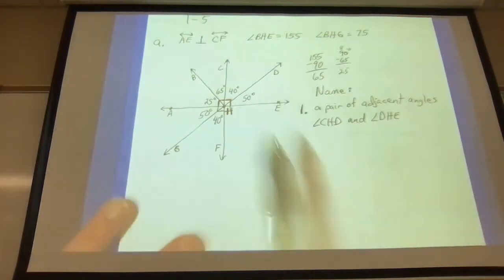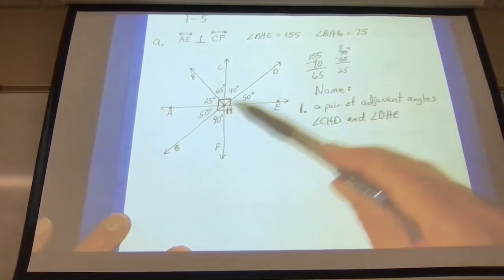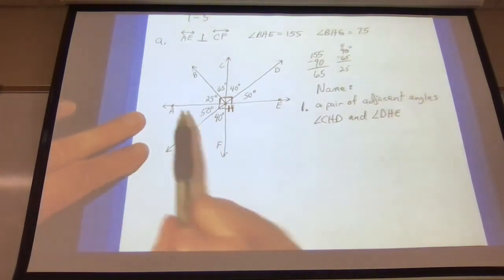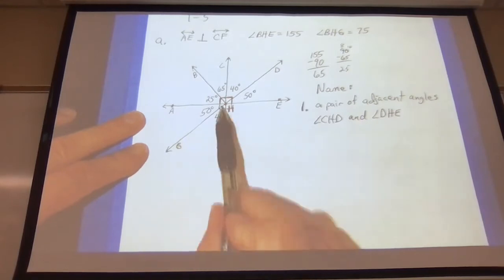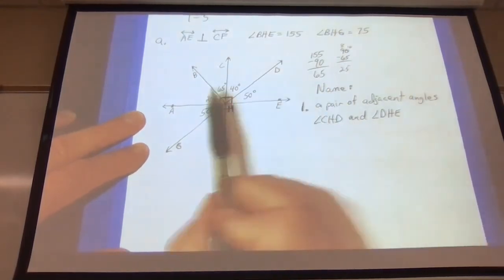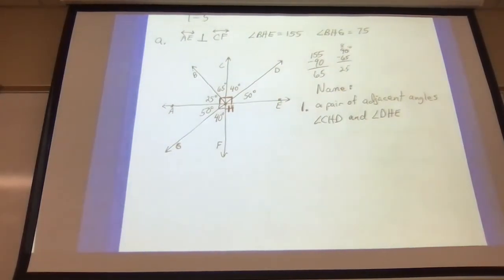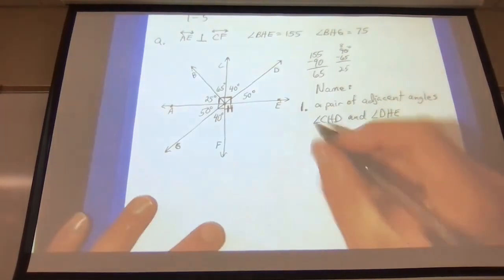They are a pair of adjacent angles because they're right next to each other. They have this common side. They have a common vertex at point H. Adjacent angles are always right next to each other. Okay, there are lots of different adjacent angles up here. You could have said AHB and BHF. Those 2 are next to each other. You could have picked these 2, the 65 and the 40. Lots of examples of adjacent angles.